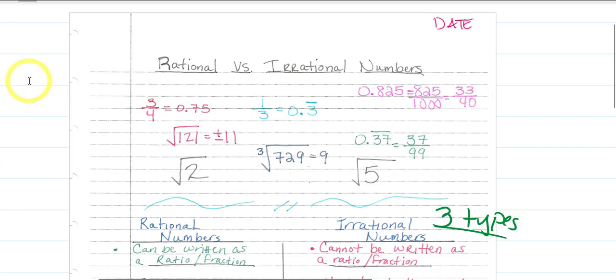We're going to be learning about something new. It's called rational and irrational numbers. So basically we're going to be classifying numbers into either being rational numbers or irrational numbers, okay?